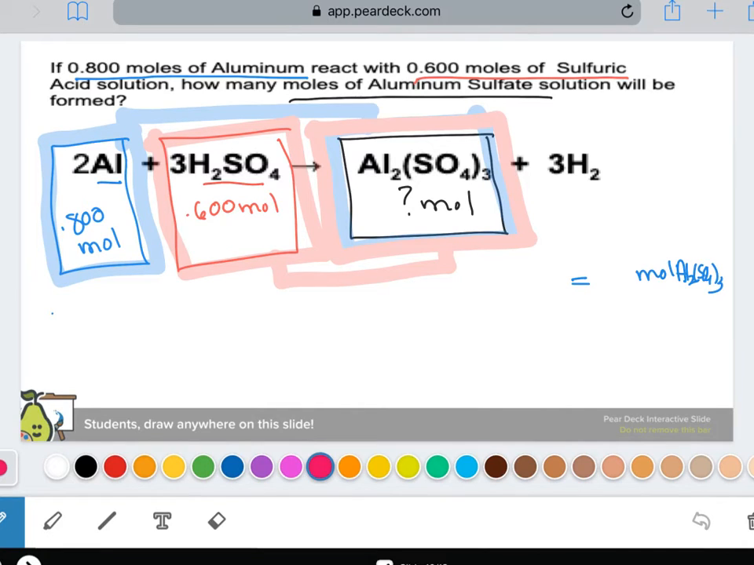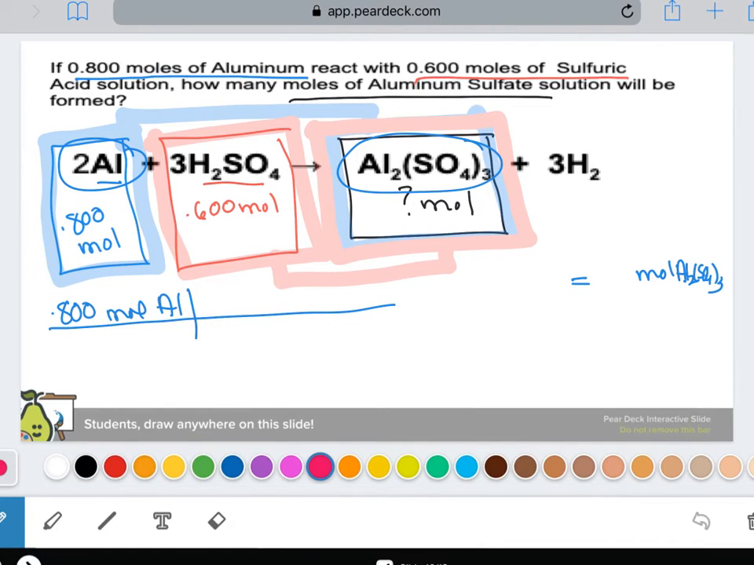So I want a single unit. I start with a single unit, 0.800 moles of aluminum. And now I'm going to look at the ratio of aluminum to aluminum sulfate. And I see it's a 2 to 1 ratio from the coefficients in the balanced equation. So 2 moles of aluminum for every 1 mole of aluminum sulfate. And I see that my moles of aluminum cancel, and I have moles of aluminum sulfate, which is what I want. So I'm going to take 0.800 divided by 2, and that's 0.4 moles. All right, so that's my blue problem, but I'm only halfway done.